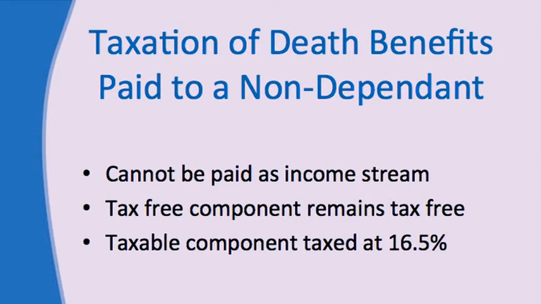And finally, if those benefits are paid to what's classified as a non-dependent, so an adult child or someone who's outside of the definitions that I've explained earlier, it can't be paid out in the form of an income stream. And secondly, the tax-free component remains tax-free, so that is a benefit there, and that any money that you've put in on your own to your superannuation fund with your own funds from after-tax dollars remains tax-free even to a non-dependent. But the taxable component of a superannuation death benefit is taxed at 16.5% to a non-dependent.